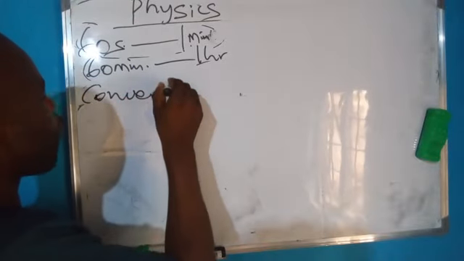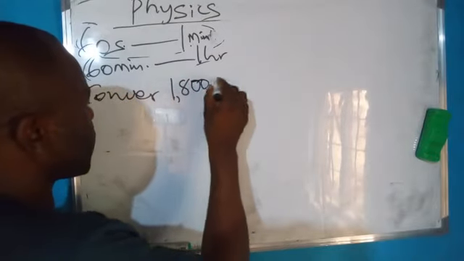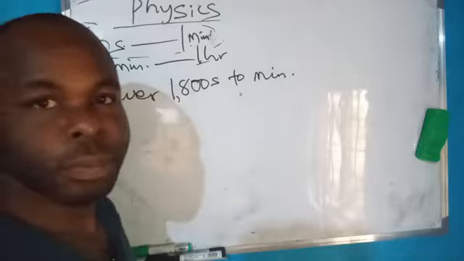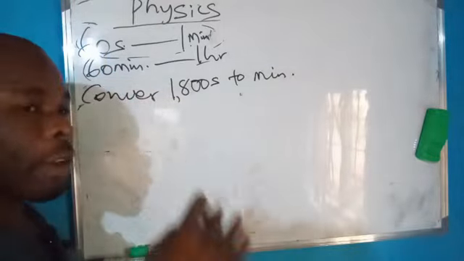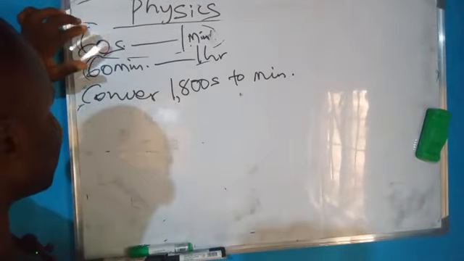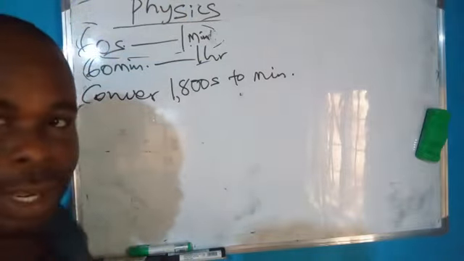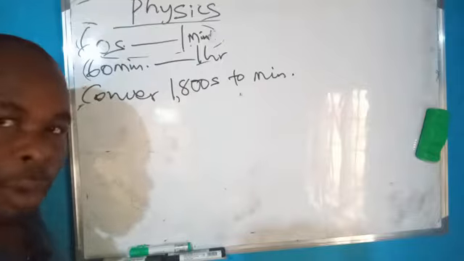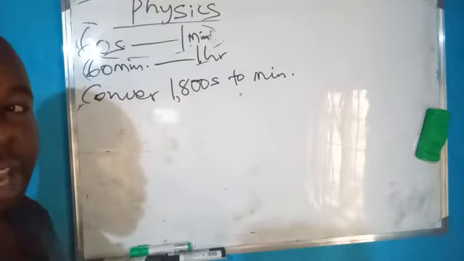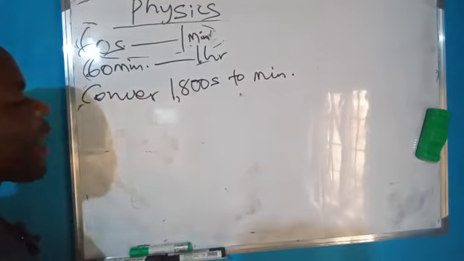Convert 1800 seconds to minute. Now, what do we do? Still follow the preliminary step, which involves writing 60 seconds to give you 1 minute. Is that clear now? You have already known that 60 seconds make 1 minute, 60 minutes make 1 hour. You see? So now, the first thing to consider there is the direction of your question.